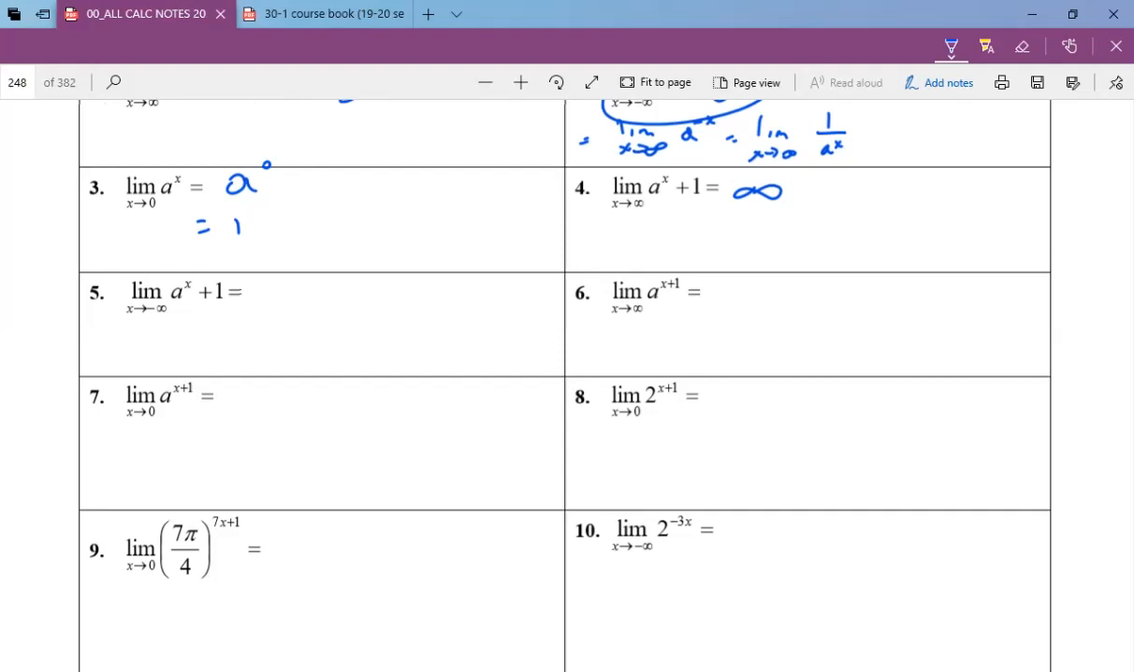The limit of a to the x plus 1 as x goes to negative infinity is just what you would expect. This is 0 plus 1. So, of course, it's just 1. The limit of a to the x plus 1, let's not call it a times infinity, even though you might be tempted to do so. This is just infinite.